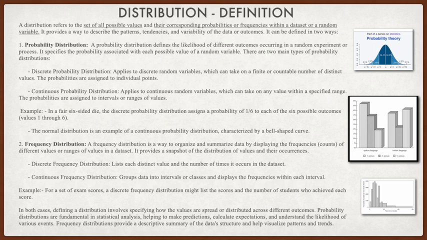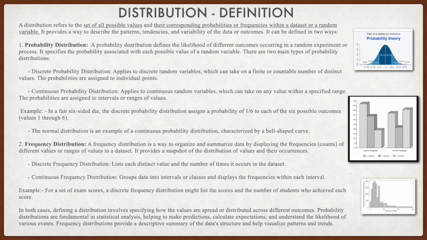Probability distribution. A probability distribution defines the likelihood of different outcomes occurring in a random experiment or process. It specifies the probability associated with each possible value of a random variable. There are two main types of probability distributions: discrete probability distribution and continuous probability distribution. Discrete applies to discrete random variables, and continuous probability distribution applies to continuous random variables. So discrete means which can take on finite or countable number of distinct values. Continuous means which can take on any value within a specified range.